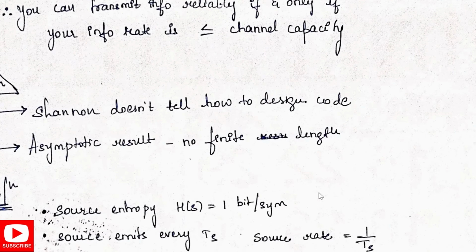Then what are the limitations of this? It does not tell us how to design the code, and it gives asymptotic results, so there is no finite length. This is the drawback.